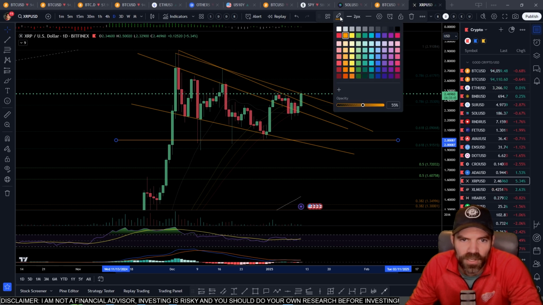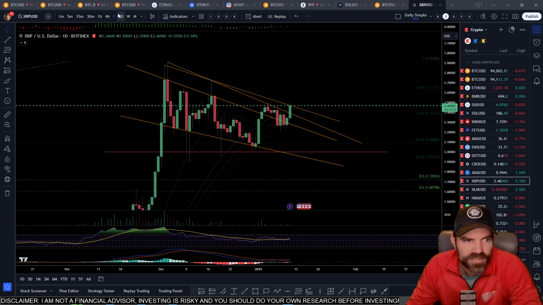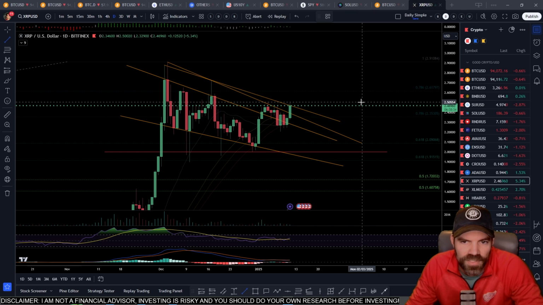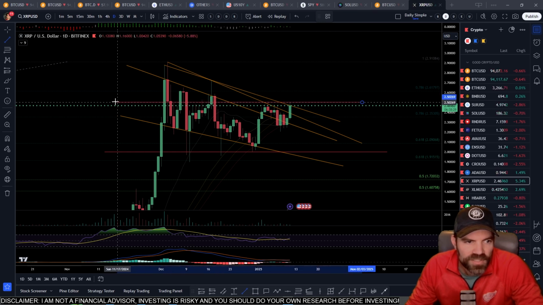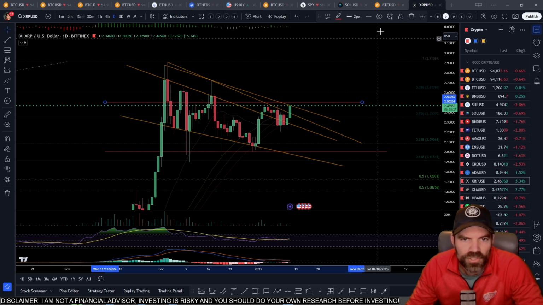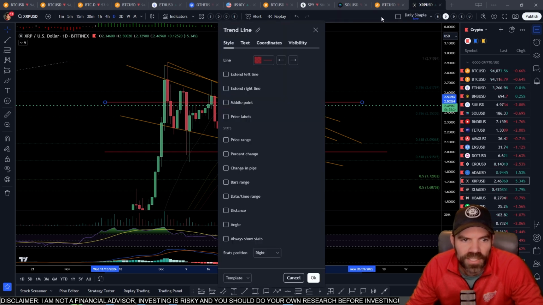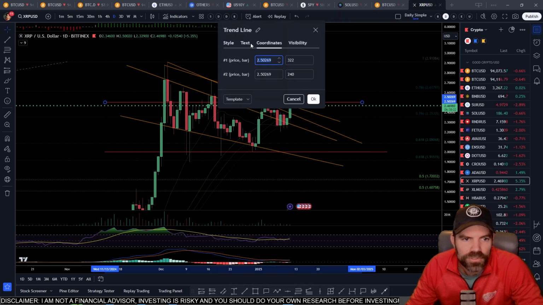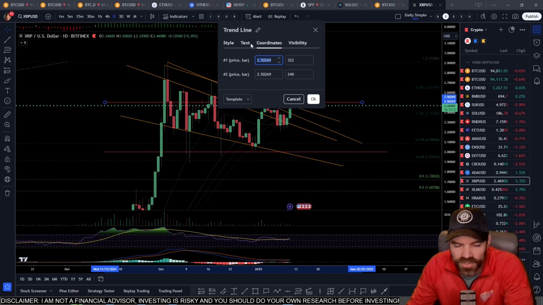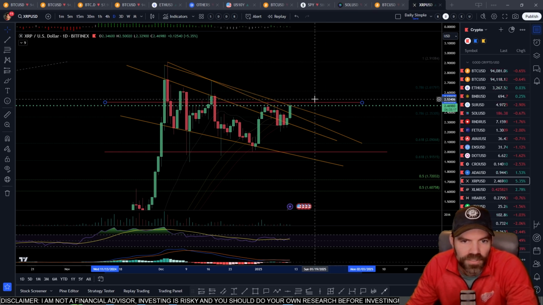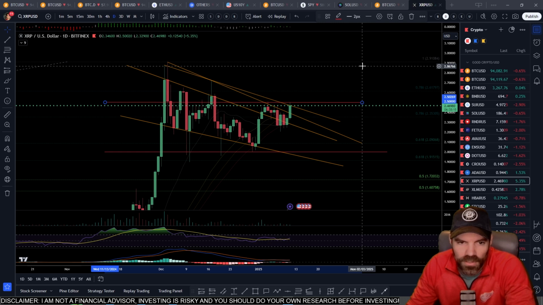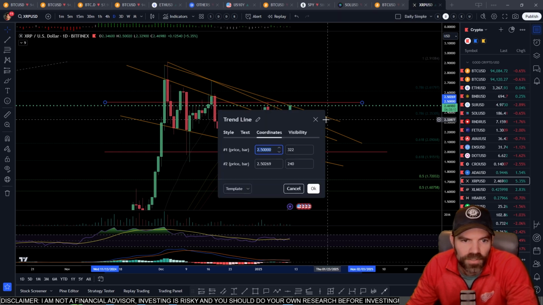I'm going to make this one a different color just because it's more of a psychological number, not something because of the daily chart. Okay, I'm going to do the same thing again. I'm going to draw another one for $2.50 because you can see we have definitely some resistance at $2.50 as well. If you want to get it exactly, you can hit the settings button, go to coordinates, and just say, all right, this is 2.5, and then hit OK. There you go. I think I might have only changed one of them though.